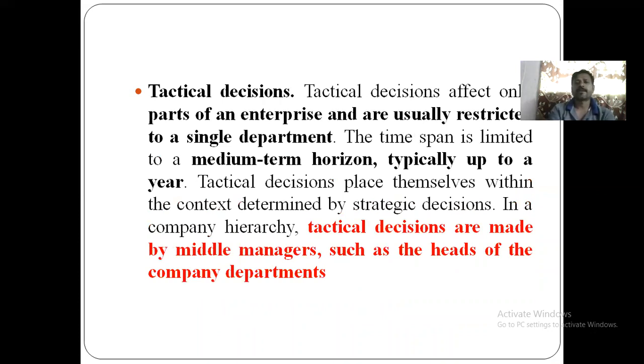Tactical decisions. Tactical decisions affect only part of an enterprise and are usually restricted to a single department. The time span is limited to the medium-term horizon, typically up to 1 year. Tactical decisions are made by middle managers, such as the heads of departments or heads of units. Such decisions make an impact on one specific department. For example, in an industry there is a raw materials department, transportation department, and accountancy department. The decision is taken for one specific department, and the time span of its impact may be one semester or one year.